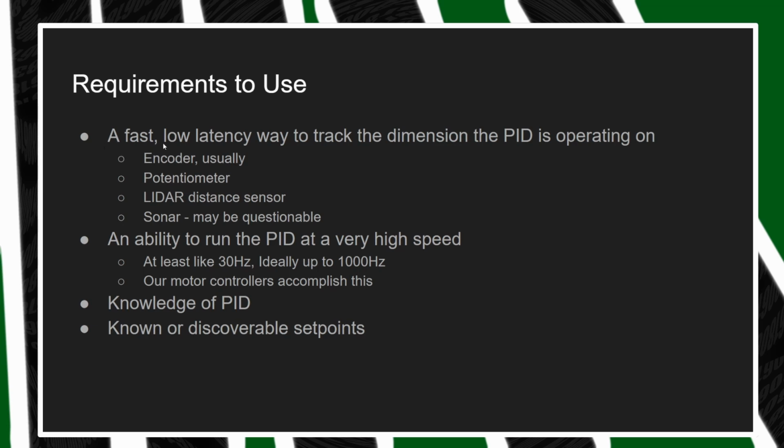A lot of times our PIDs are based on encoders. You need an ability to run the PID at very high speed. The faster it updates, the better in general. At least 30 hertz. Spark Max runs at like 50. The Falcon 500 runs at 1,000. All our motor controllers can run the PID fast enough.